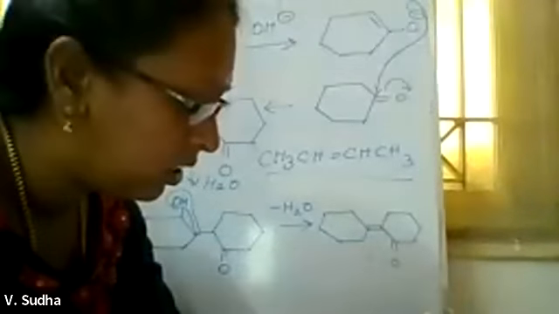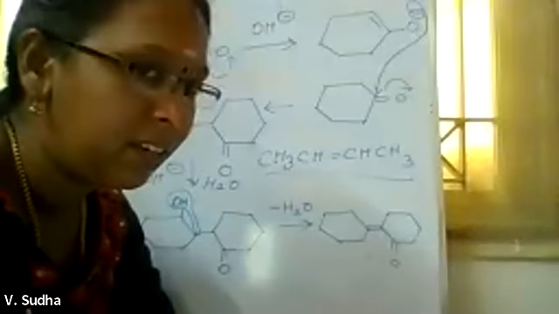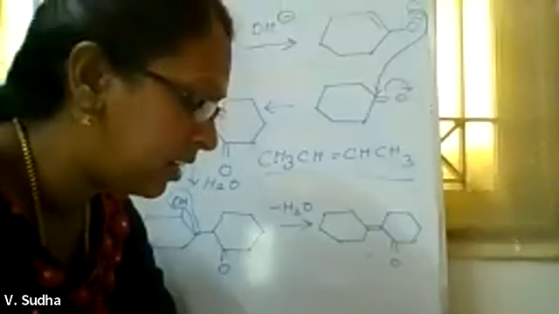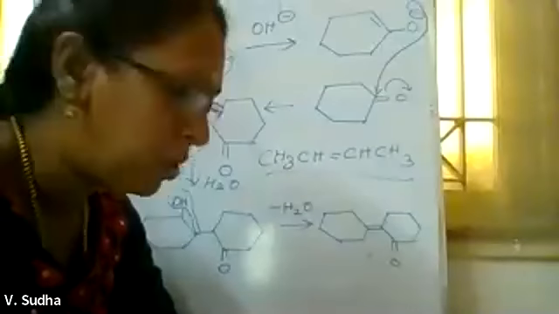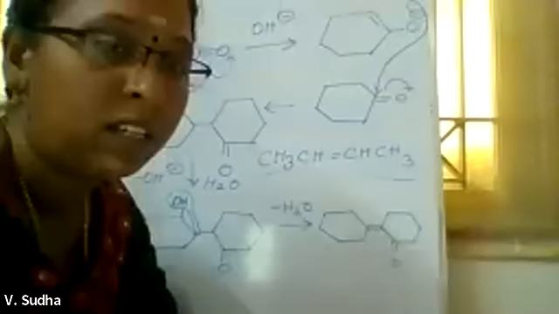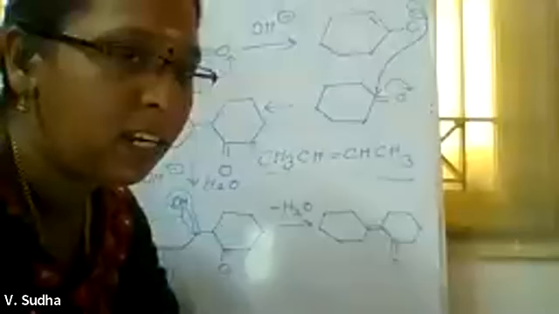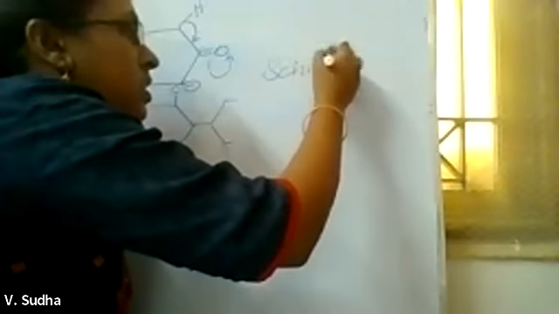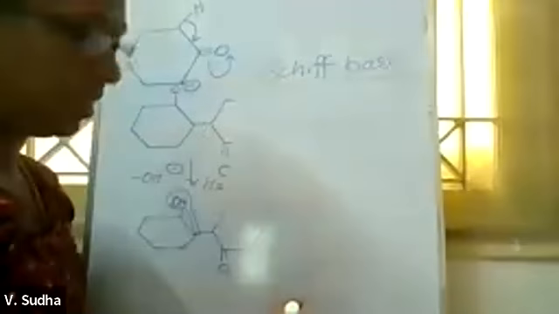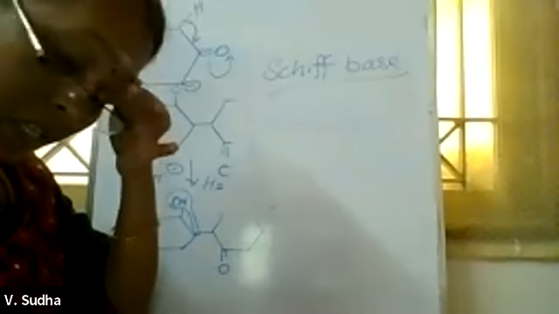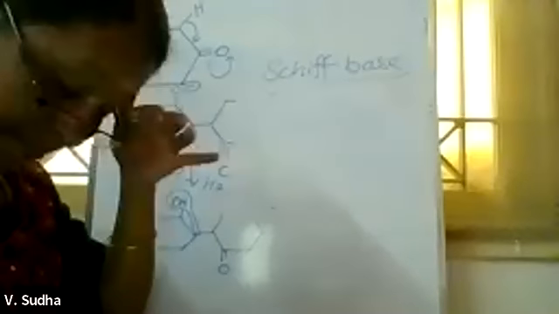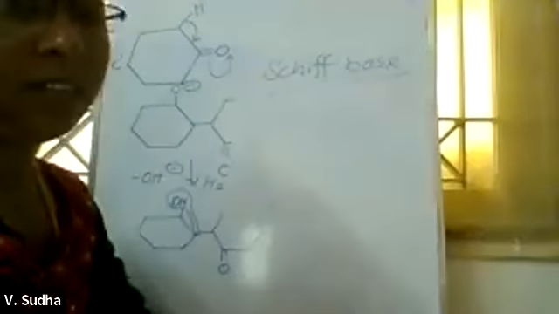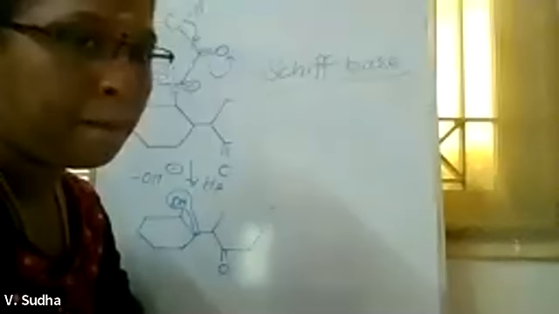Option A, ketone. Option B, carboxylic acid. Option C, aromatic acid. Option D, Schiff base. Okay. What is the answer?